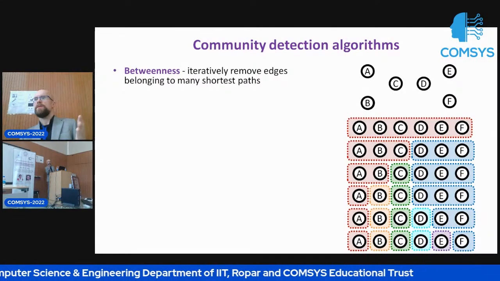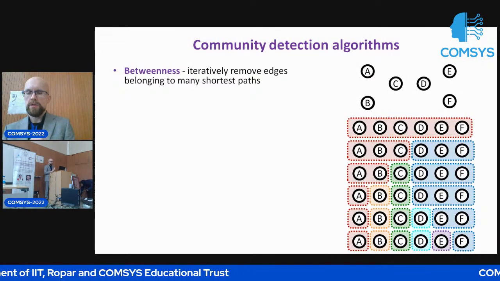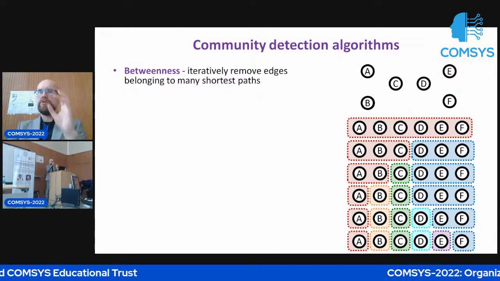Are we considering the communities disjoint totally? So the network that we consider is this initial connected network, right?